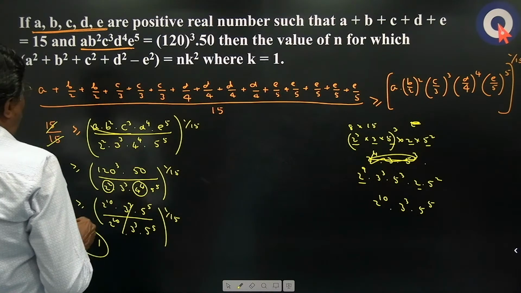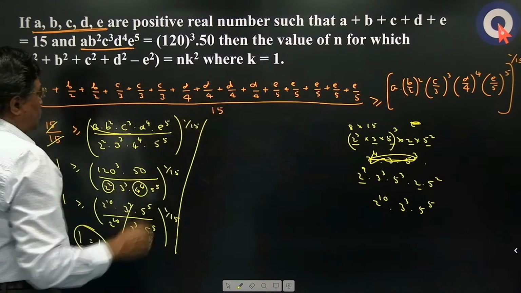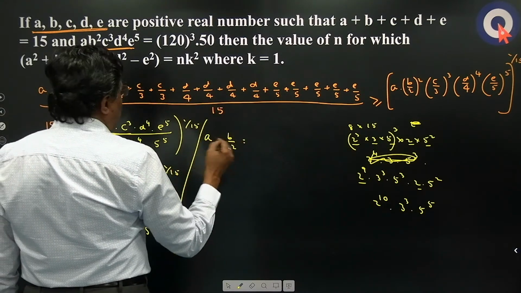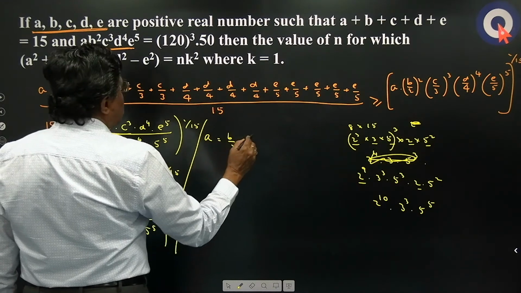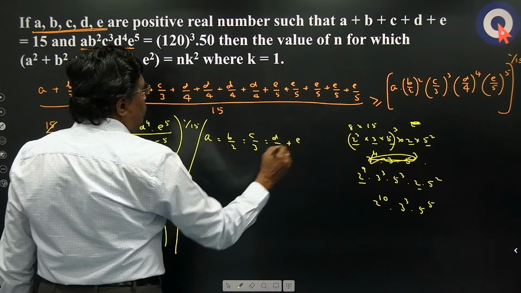All right. So what quantities did we consider? All these quantities. So A is equal to B by 2. You don't have to write B by 2 again. C by 3, of course, and then D by 4, and then E by 5.